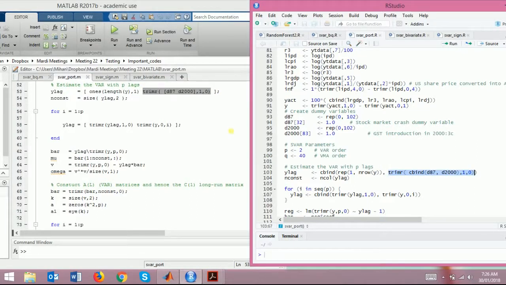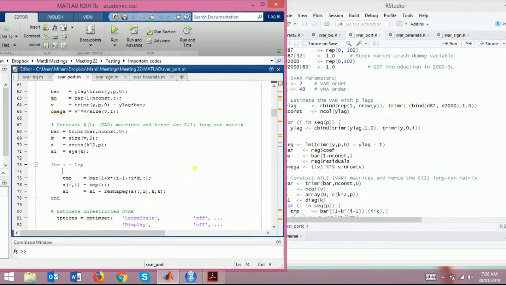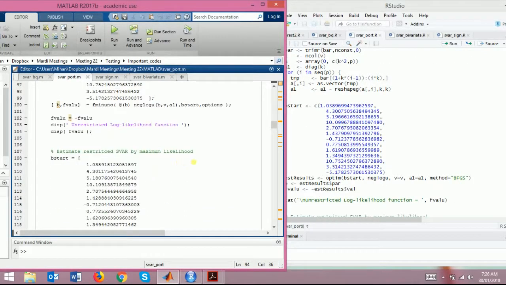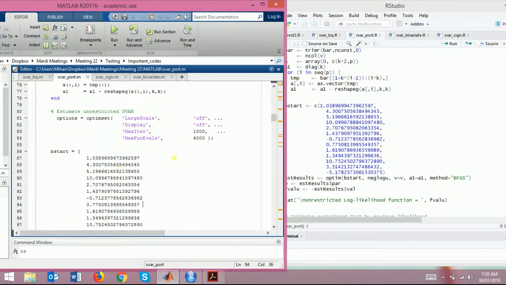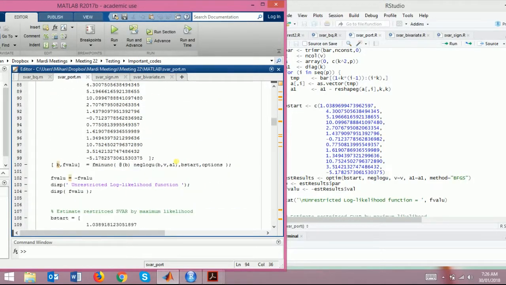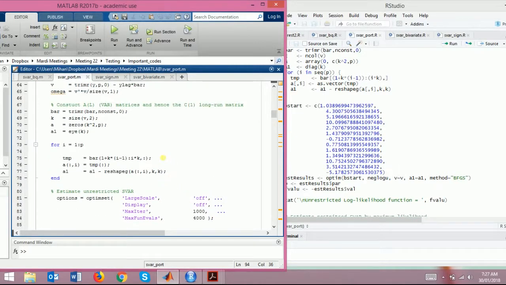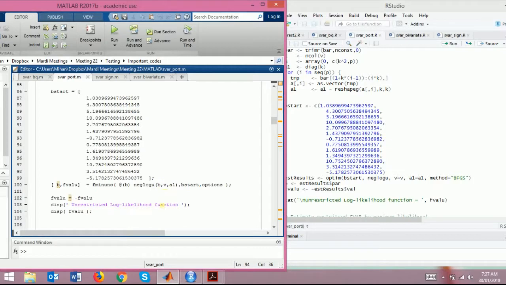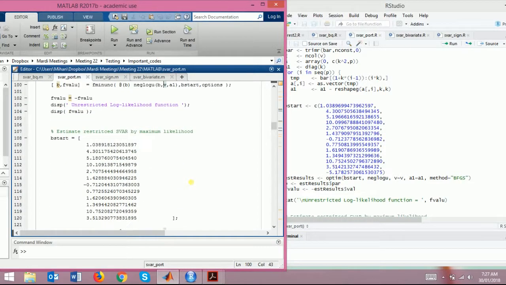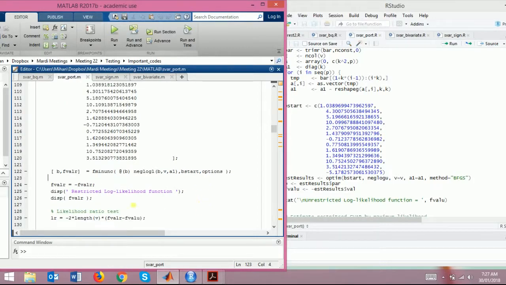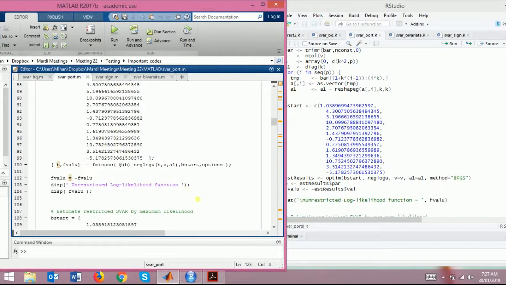Column bind. Dummy variable is introduced here. Beautiful. Then we move on. We do as we have done before. Then after moving average, we call the function maximum. We estimate unrestricted SVAR. BVA1. I'm not sure why they are doing it twice. BVA1, BF value. Restricted log likelihood function. Well, where is the restriction coming?